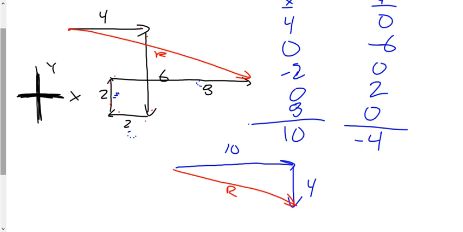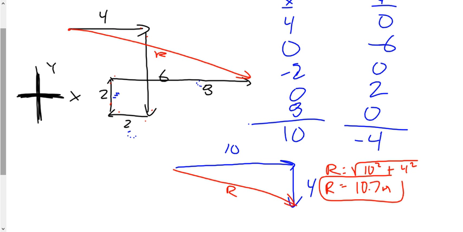How do you find that value of r? Yeah. A squared plus b squared is equal to c squared. So r is the square root of 10 squared plus 4 squared. C is the square root of a squared plus b squared. So that's going to be the square root of 116. And I think it's just going to be 10.1 or something like that, 10.2? 10.7? Okay. Thank you. 10.7 meters or whatever our number is there. Good?